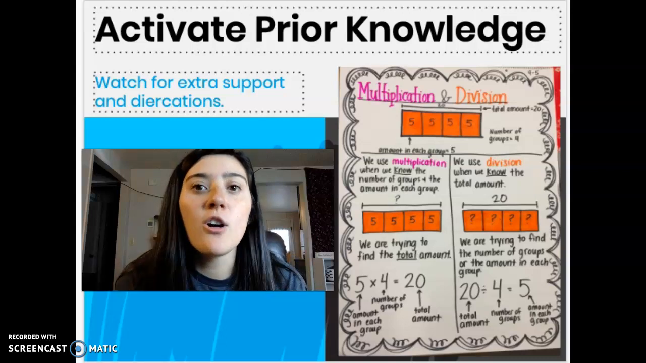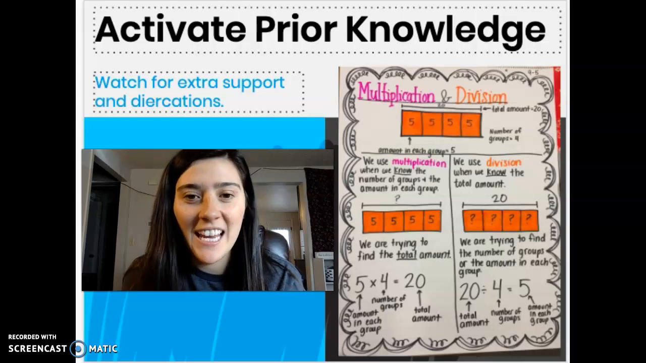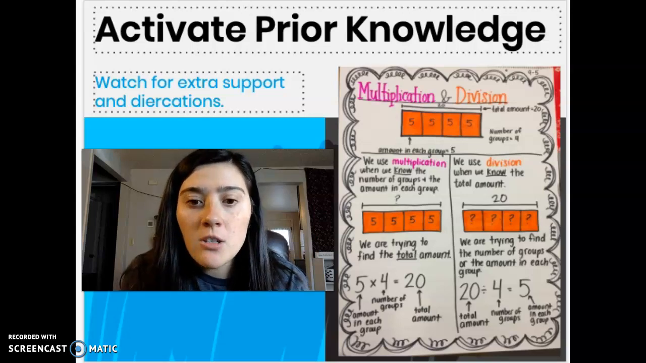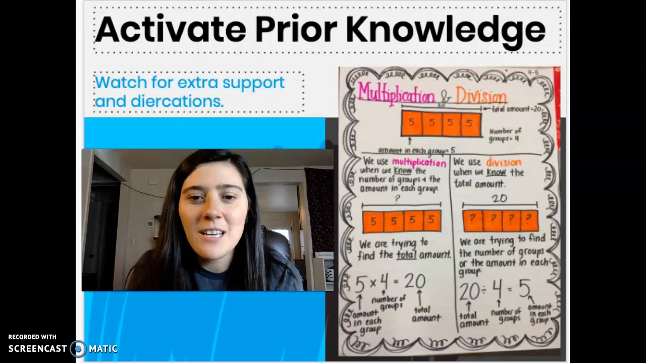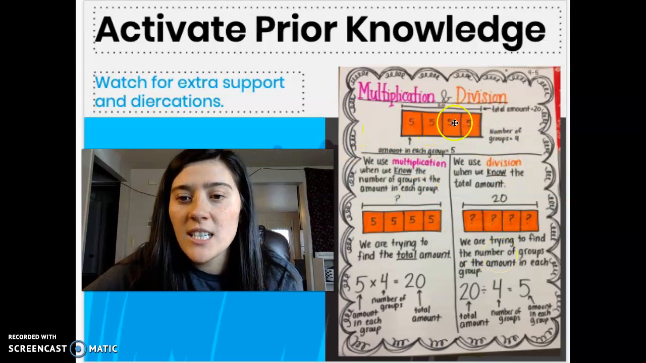Okay, third graders, so for this week's math review is going to be multiplying and dividing. So let's activate our prior knowledge because this is all review. We did this at the beginning of the school year. So now let's practice these skills that we have learned. Here's a quick anchor chart to help us activate our prior knowledge about multiplication and division.